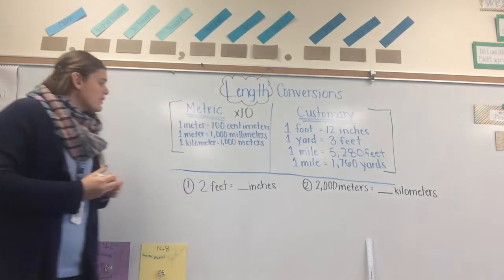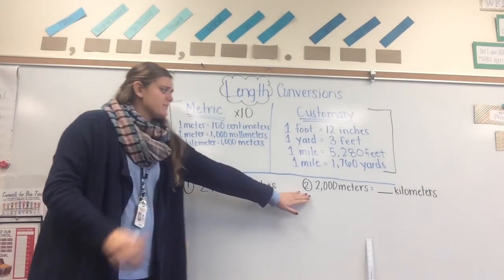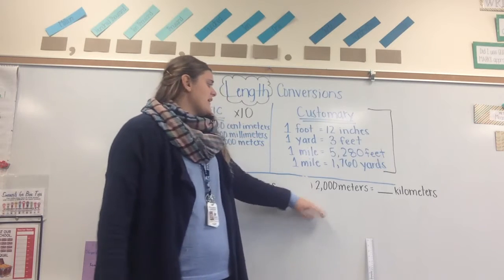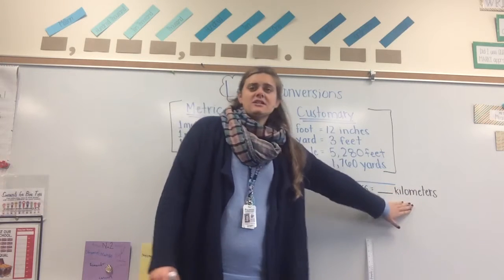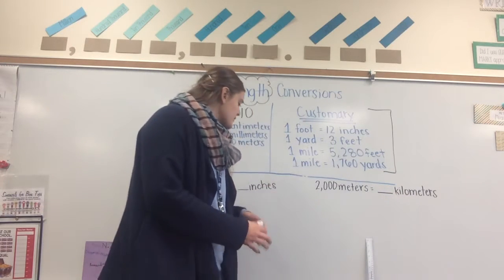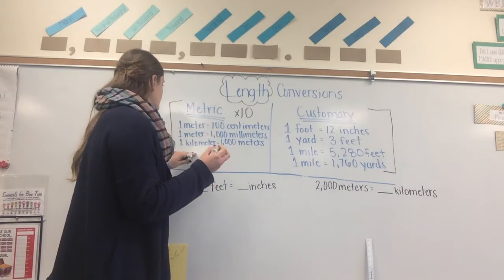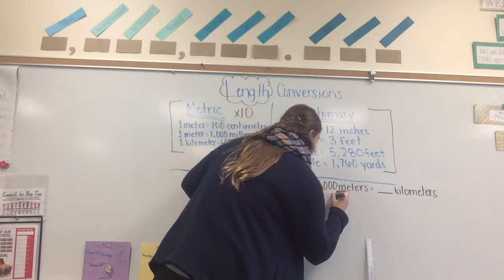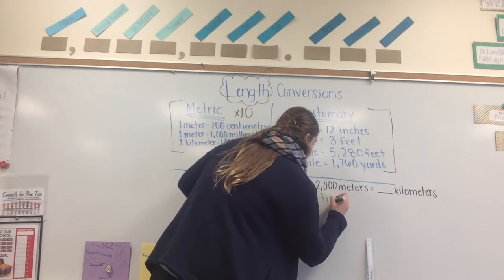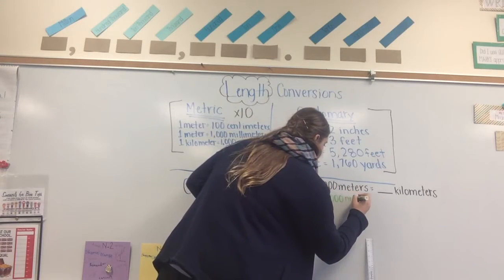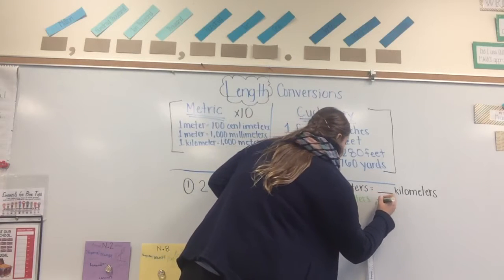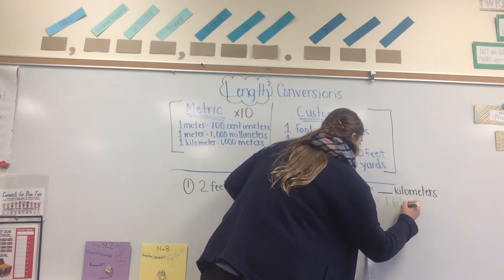Okay, so if we're going to look at this problem here, if we have 2,000 meters, how many kilometers would that be? Well, what we're going to do is write the formula underneath it. Well, 1,000 meters equals 1 kilometer.